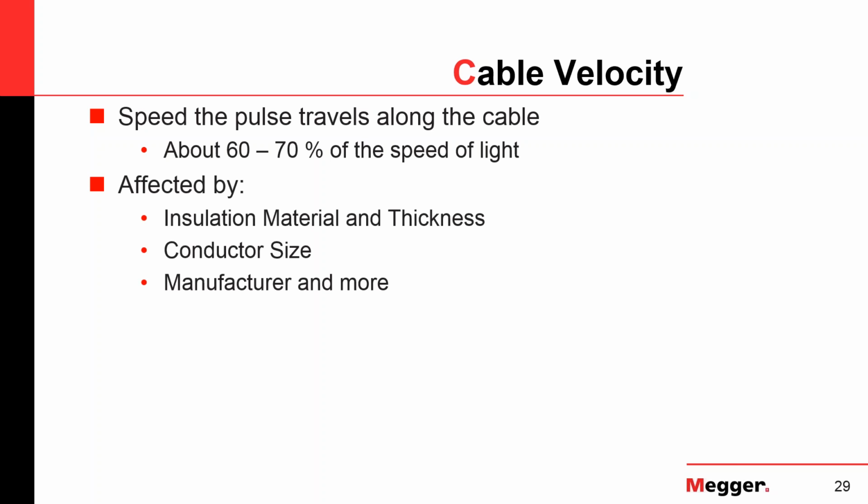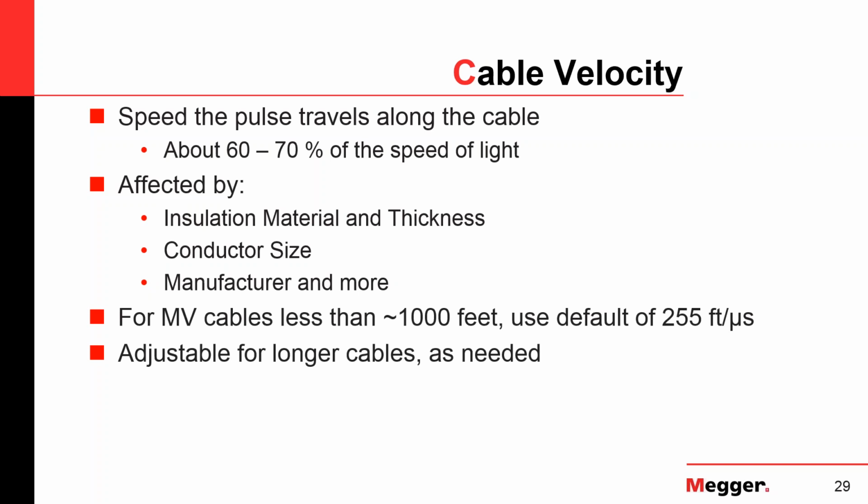The velocity is mainly affected by the insulation material, and also some other parameters, like for instance the conductor size, because that all affects the geometry. For medium voltage cables, 255 is a good starting point, unless you know otherwise. If you actually know you have a certain type of cable in there and you have manufacturer information, you obviously dial in whatever the manufacturer rates its own cable.